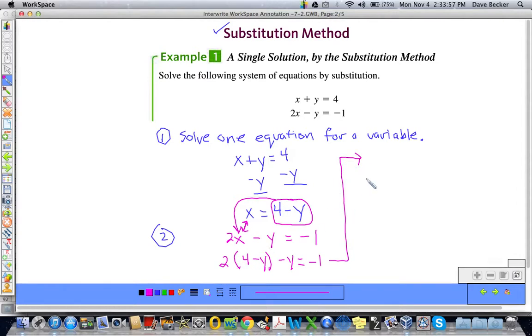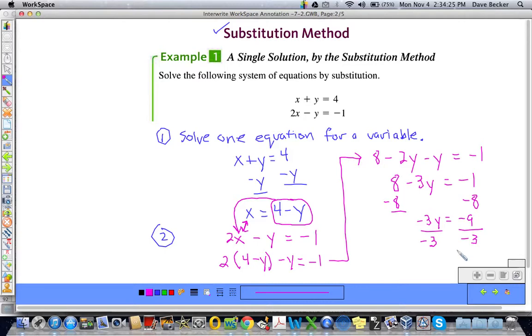I'm going to distribute the 2, and I get 8 minus 2y, and I still have this minus y right here. Minus y is equal to -1. 8 minus 3y equals -1. If I subtract 8 from both sides, I get -3y equals -9, and then dividing both sides by -3, I get y equals +3. Cool beans.